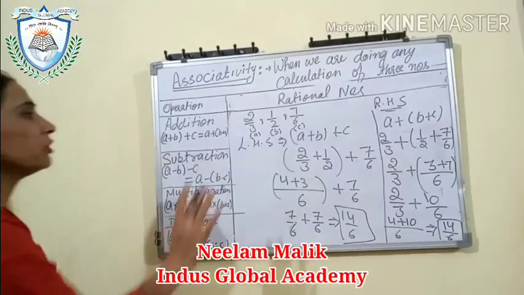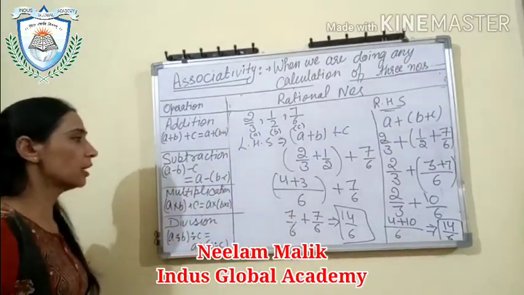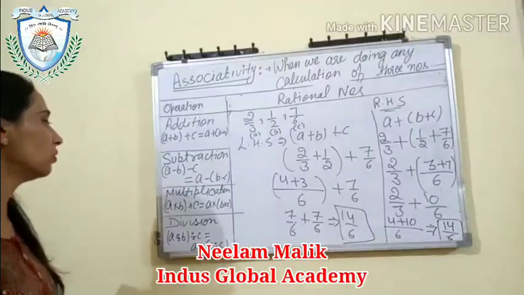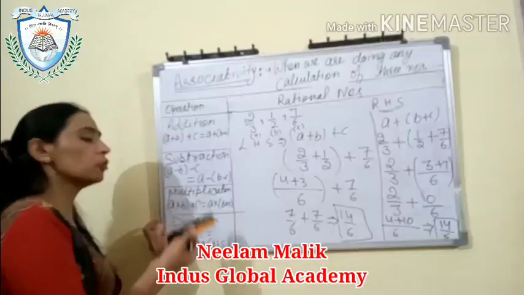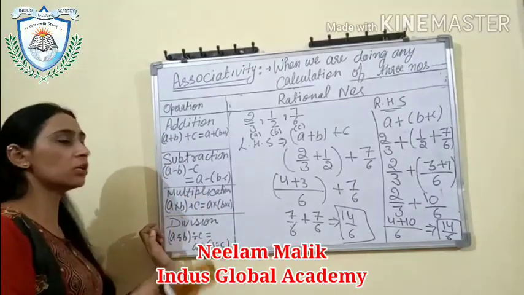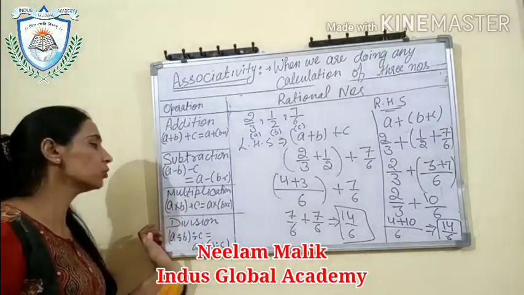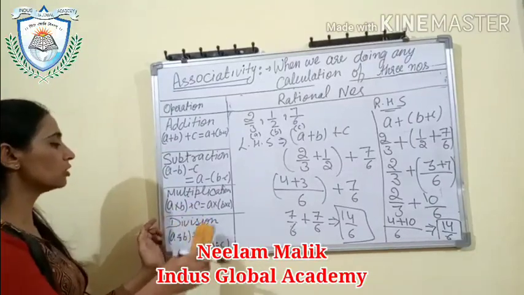Okay, so next we will do subtraction. In subtraction it will be changed. You will just change their sign and you will check your answer will be different. Okay, in the multiplication you can change their order, you will get the same answer. Both side will be equal. Left hand side will come equal to right hand side. So you will do this by your own.